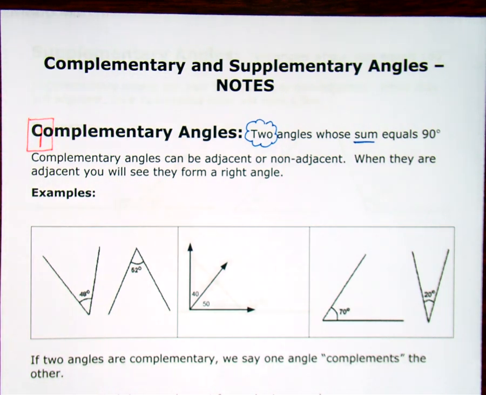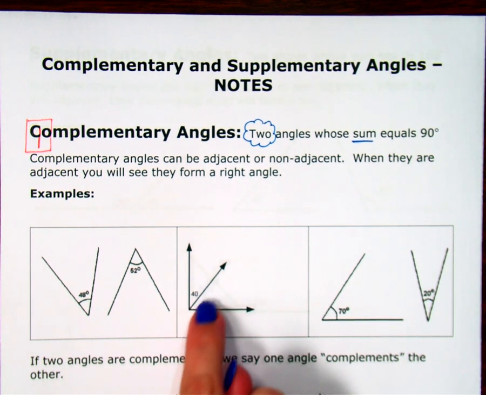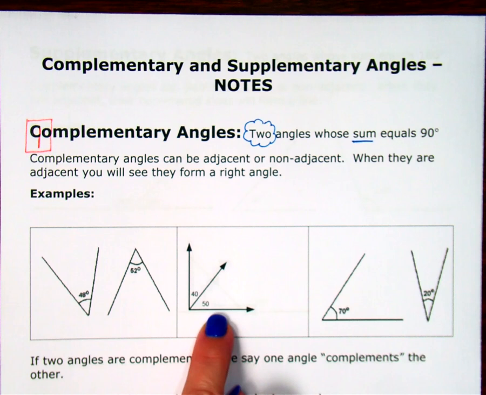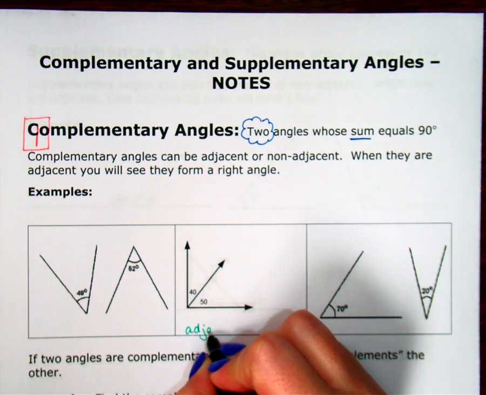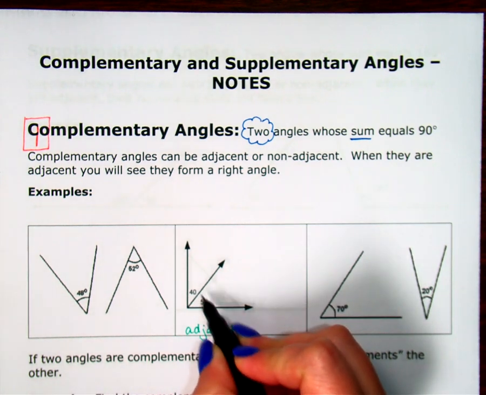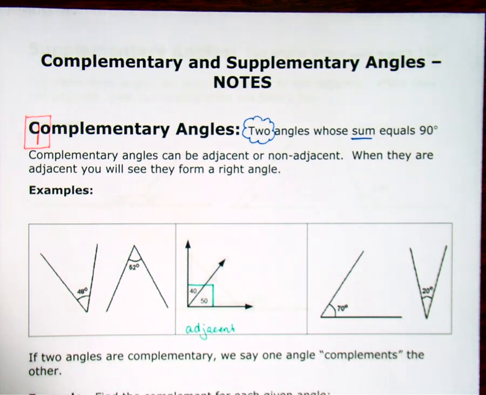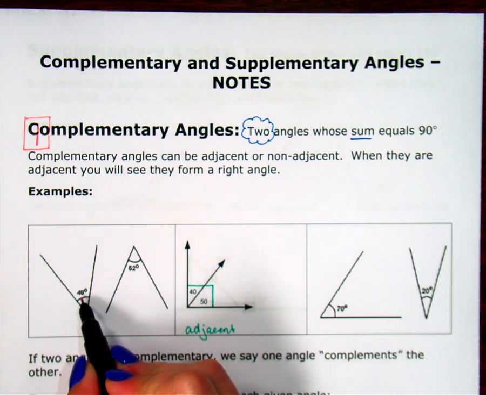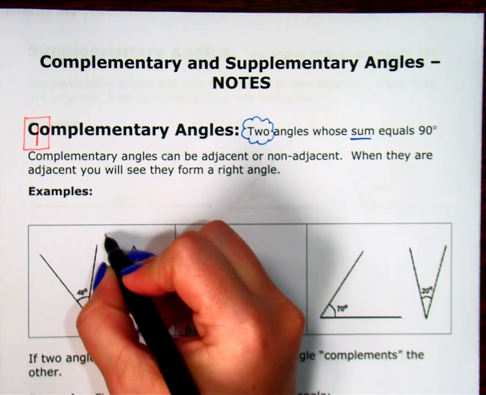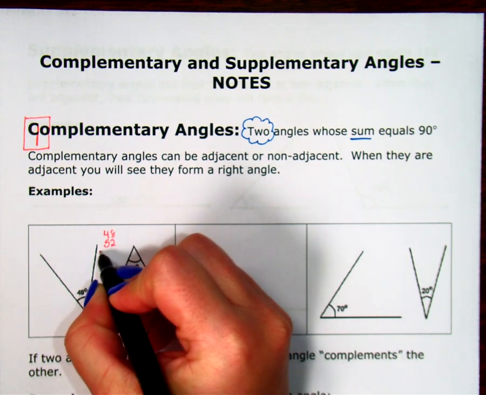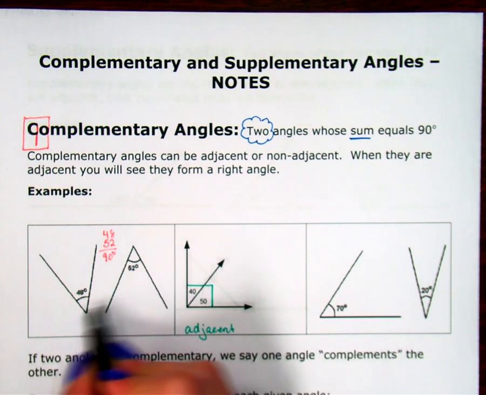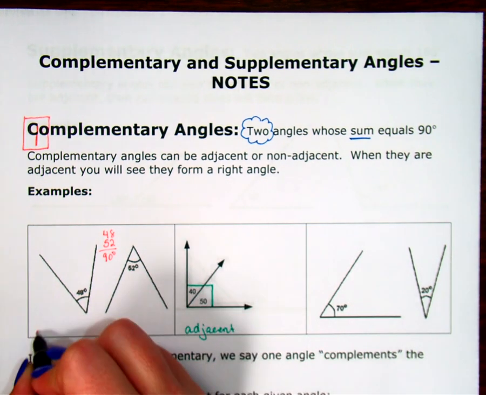Complementary angles can be adjacent or non-adjacent. So they can look like this, where they share this ray in between, a 40-degree angle and a 50-degree angle. Those would be considered adjacent. And when you have two complementary angles that are adjacent, it makes one big right angle. But you can also have complementary angles that are non-adjacent. So for example, here I've got a 48-degree angle and a 52-degree angle, and 48 plus 52 does make 90 degrees. So these two angles are non-adjacent complementary angles.